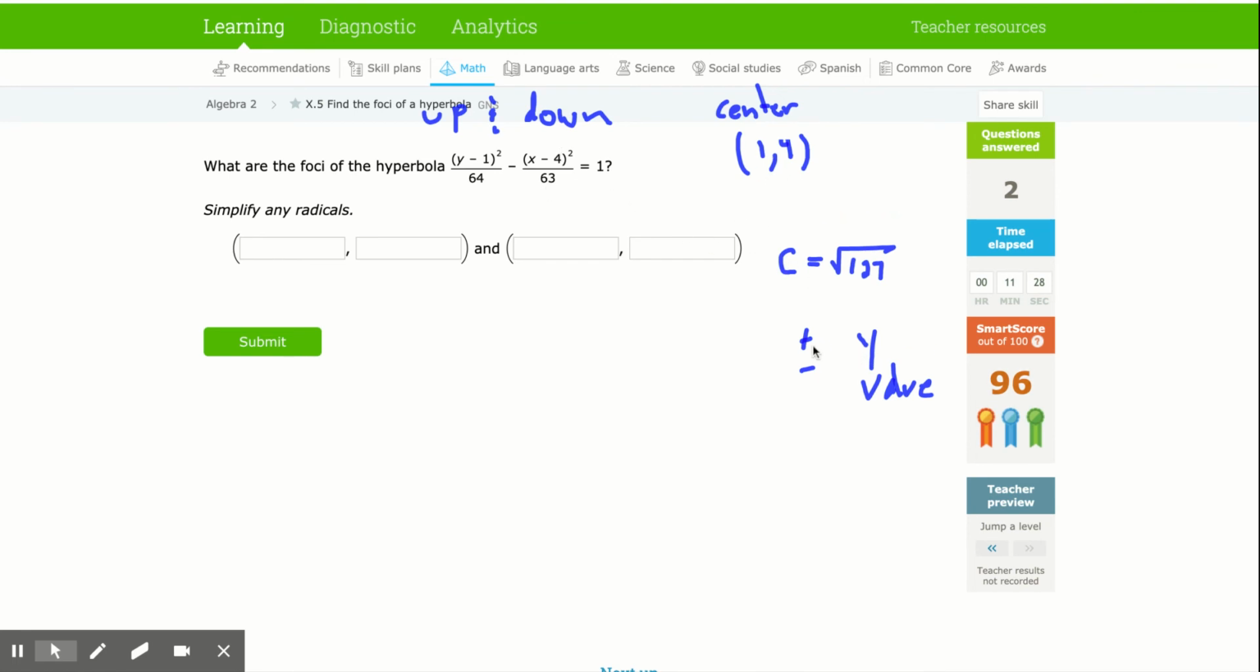And I need to add and subtract that to the y value since I'm opened up and down. So I'm not changing the x. The x will be 1. But then the y value will be 4 minus the square root of 127. That doesn't reduce, by the way. And 4 plus the square root of 127.